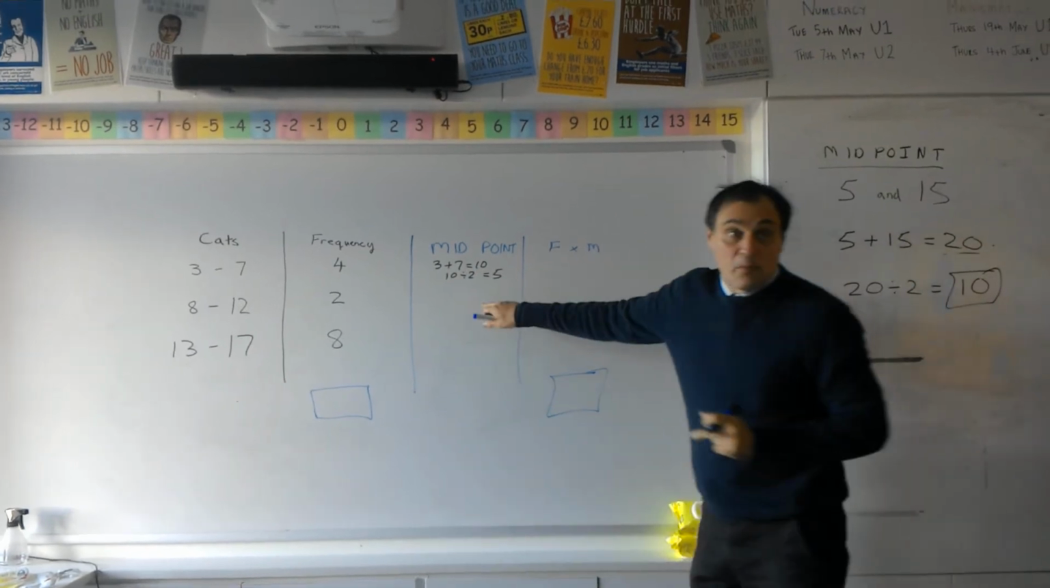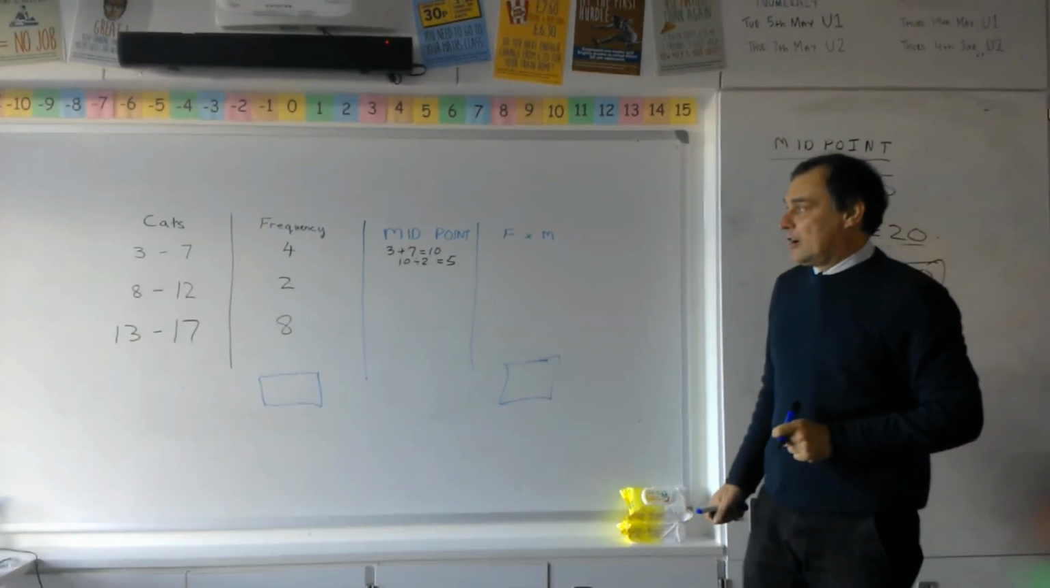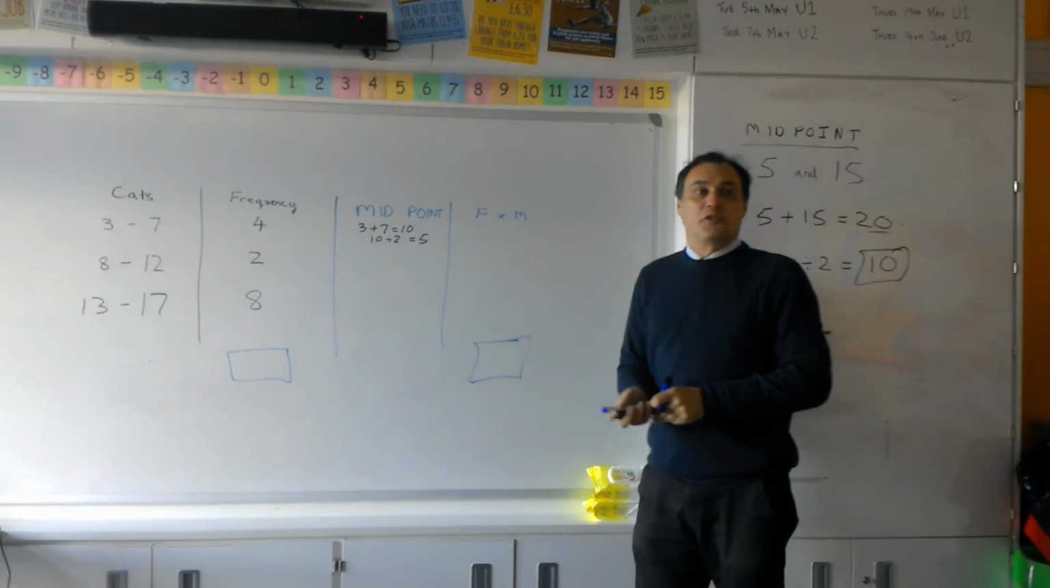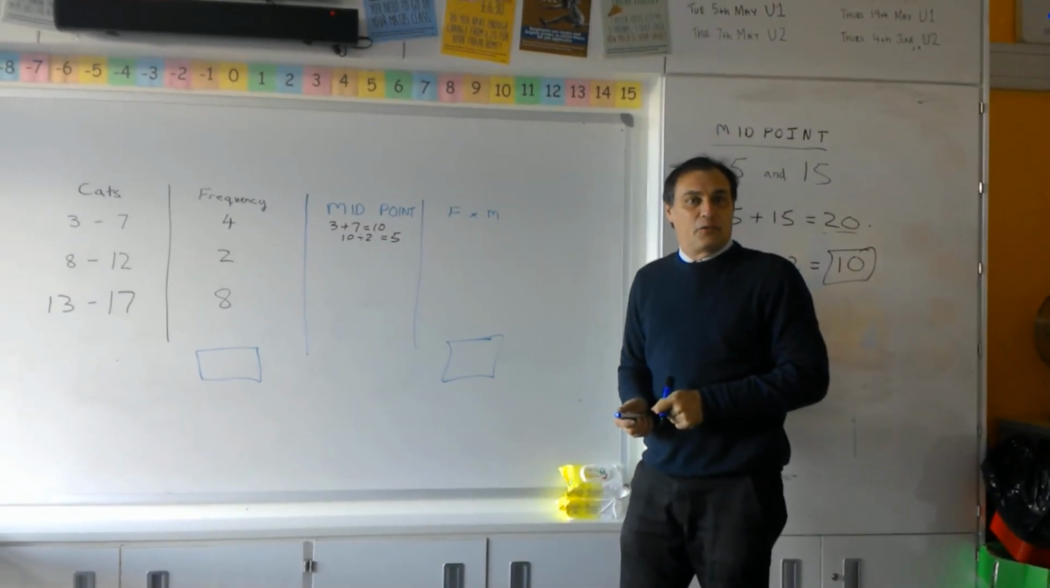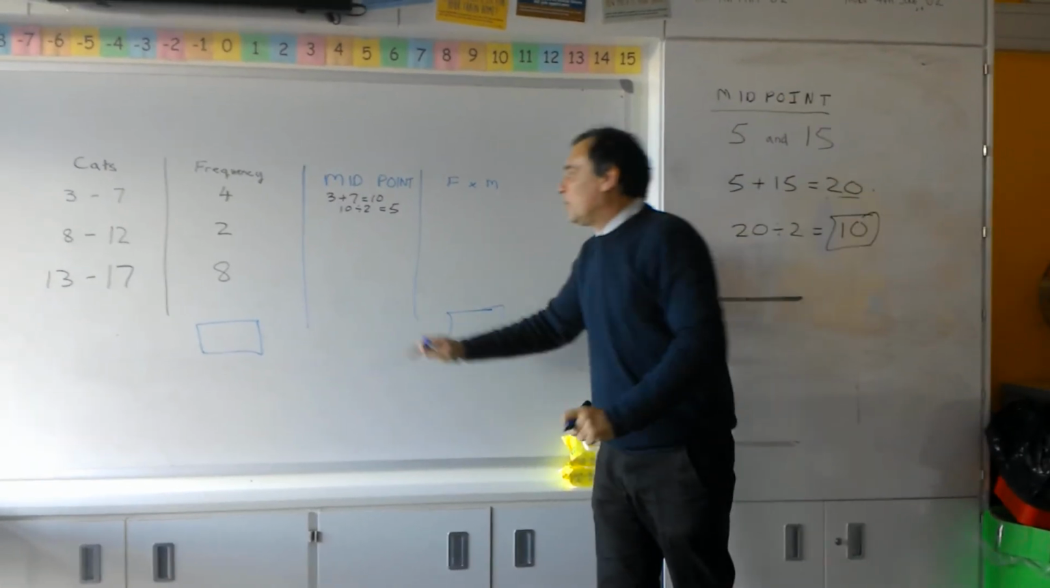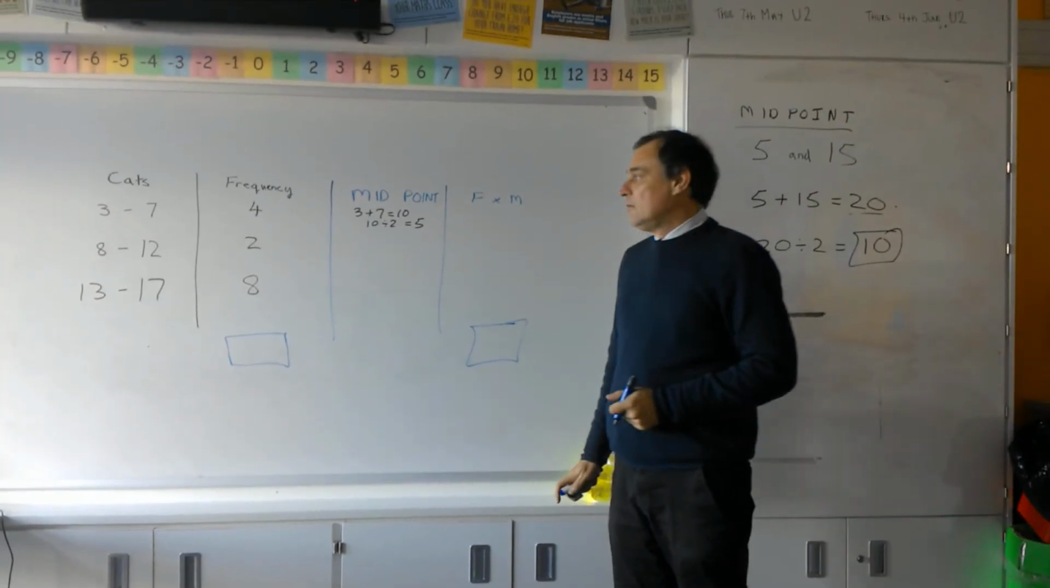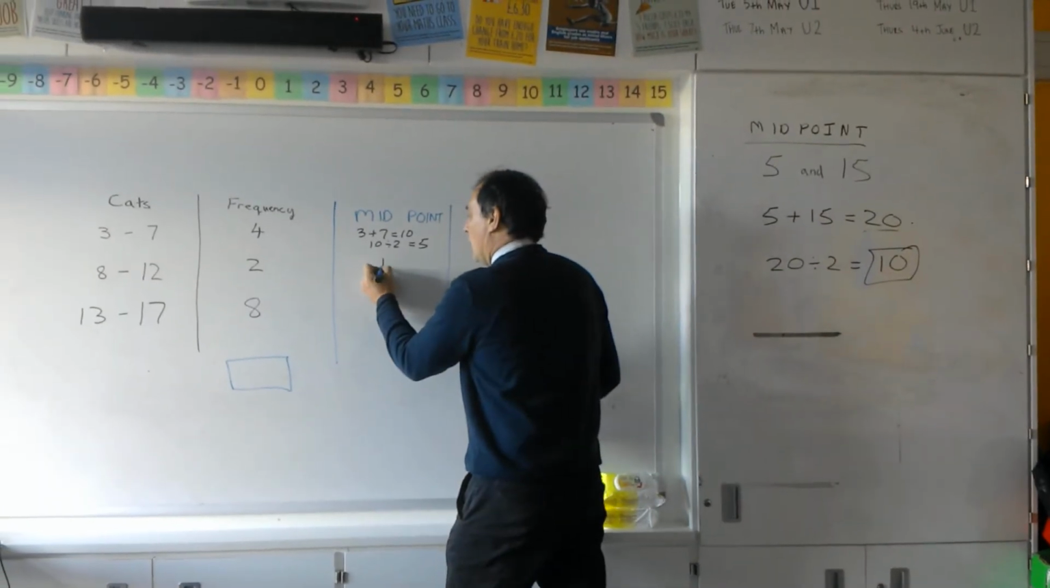I'm just going to write the numbers in from now on. We've just got a method in that column. 8 plus 12? 20. Half of 20? 10. Alright, so next midpoint is 10.